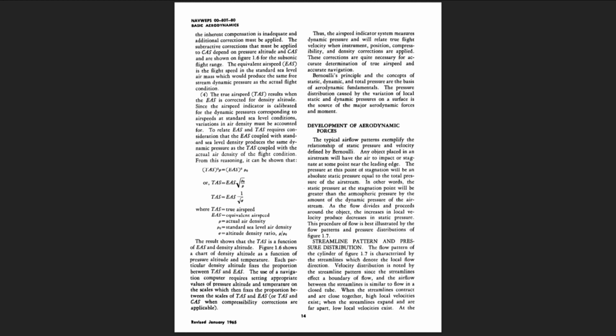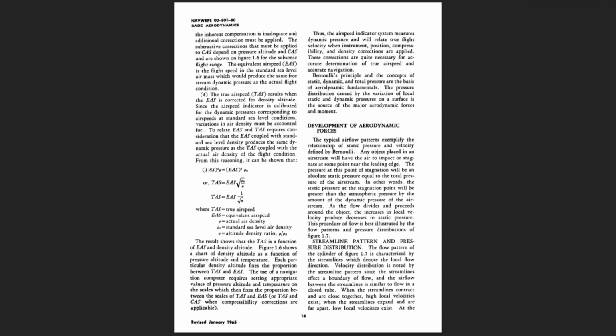The subtractive corrections that must be applied to calibrated airspeed depend on pressure altitude and calibrated airspeed, and are shown on Figure 1.6 for the subsonic flight range. The equivalent airspeed, EAS, is the flight speed in the standard sea level air mass which would produce the same free stream dynamic pressure as the actual flight condition.